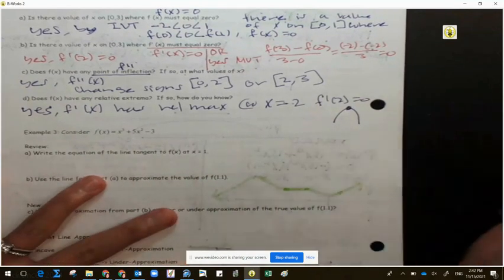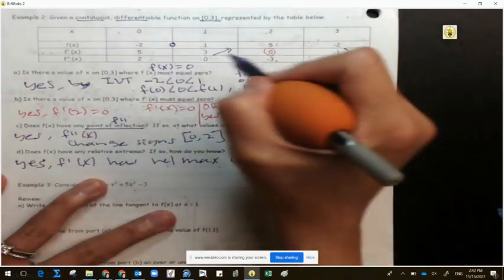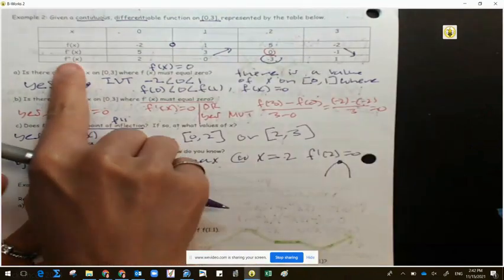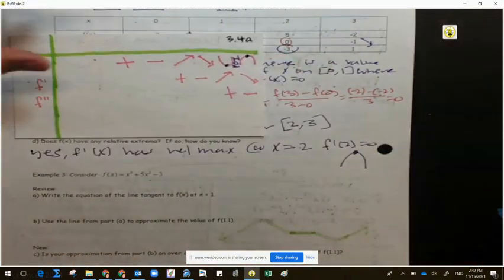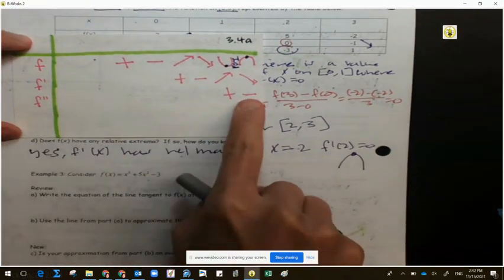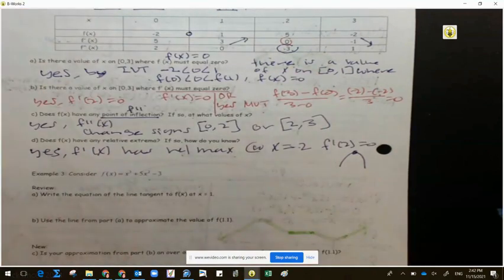Or here's another way I want to look at it. I want you to look at the number down here. F double prime is what kind of number? Okay, so let's look at our chart. When f double prime is negative, do I have a relative maximum? Yes, I do. Okay, so that's why our little chart is very useful.